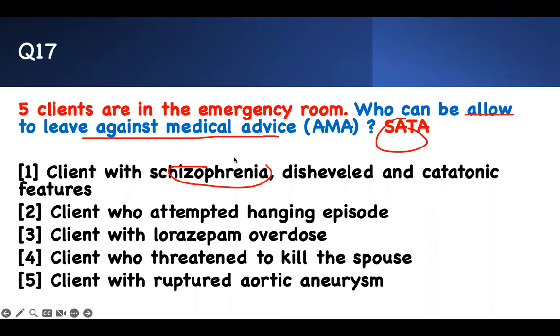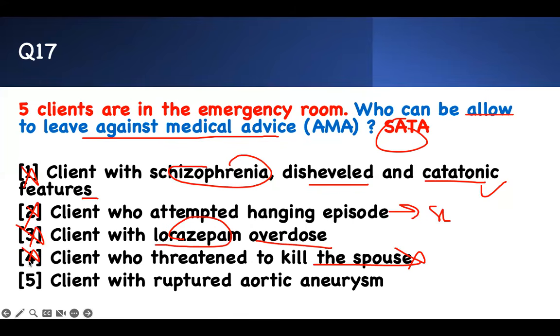Client with schizophrenia is disheveled with catatonic features. This guy cannot take care of himself. He cannot leave. Client who attempted a hanging episode is suicidal. He cannot leave. Client with lorazepam overdose. It's a drug overdose. He cannot leave. He's impaired. Client who threatened to kill the spouse, homicidal. He cannot leave. You get the strategy. So those are the strategies I want you to pay attention to.